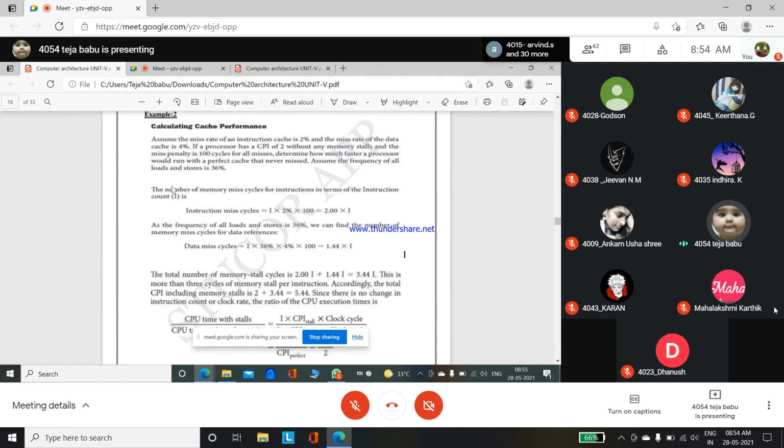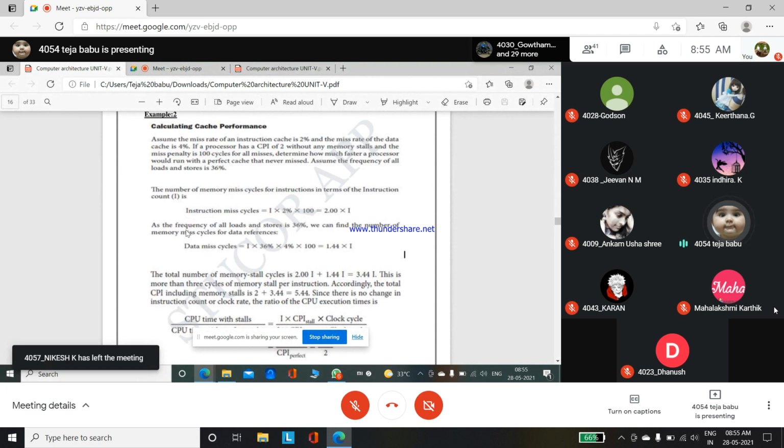Let's check it out. So let's start the problem. The number of memory miss cycles per instruction in terms of instruction count: instruction miss cycles equals instruction count times the instruction cache miss rate of 2% times the miss penalty of 100 cycles per miss. So that is 2 times I. After doing this calculation, we'll get this.